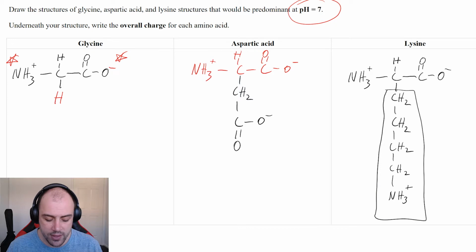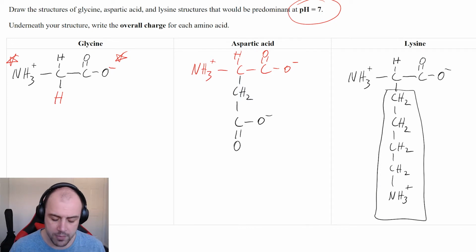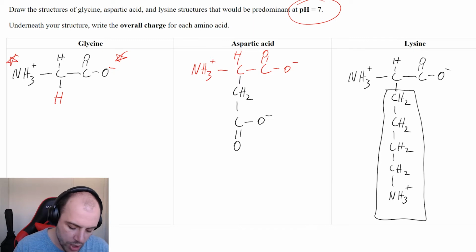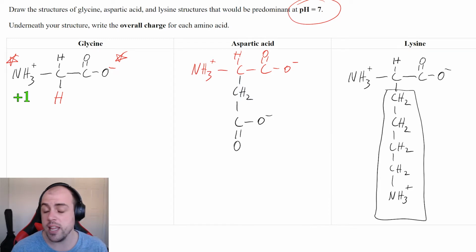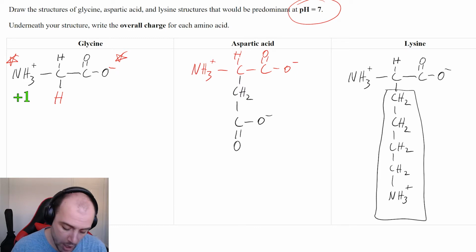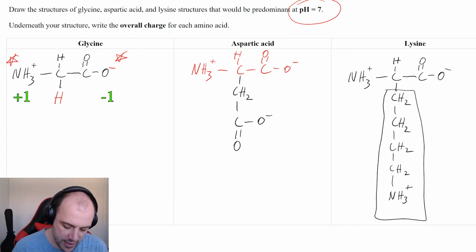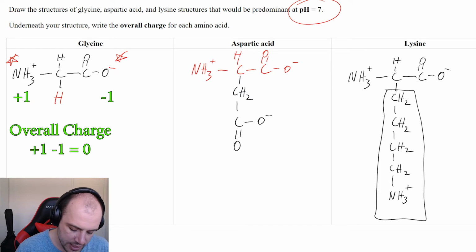Now, underneath the structure, we then need to write what the overall charge is. So for glycine, what we need to do is essentially, or for all of them really, we need to look at all these ionizable groups. So with our quaternary ammonium group on the left here, that is going to be +1 in charge, which we can again see over here. Our carboxylate, that is going to be a -1. And because this R group is just a hydrogen, it is non-ionizable. So that means that the overall charge for glycine is 0.